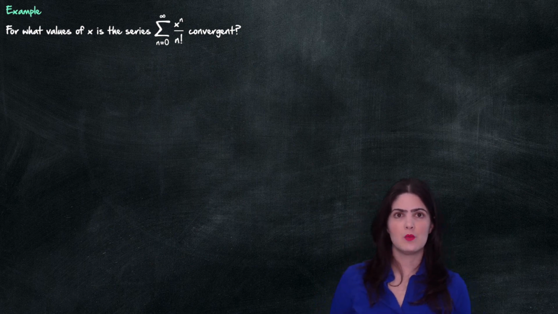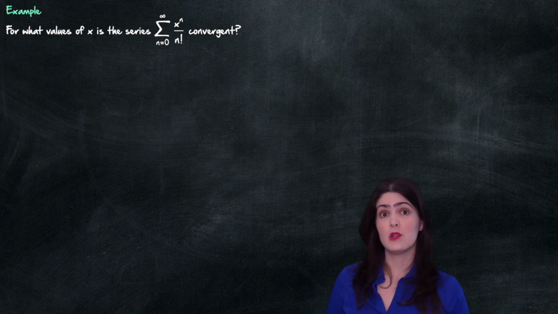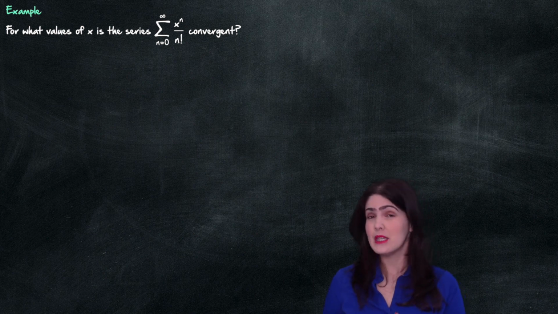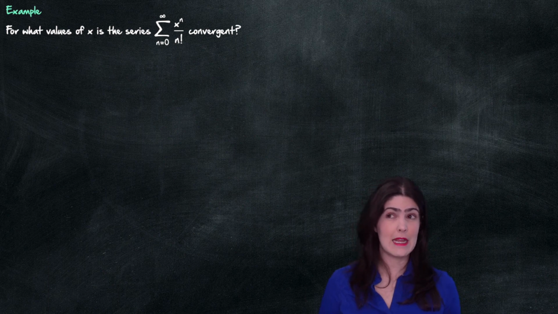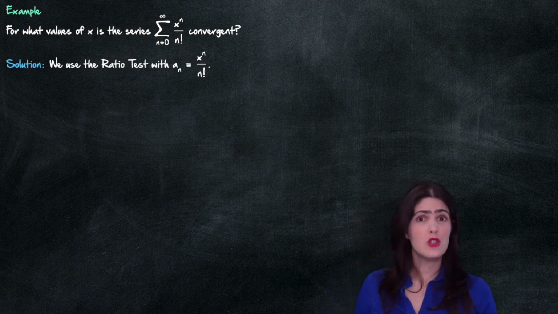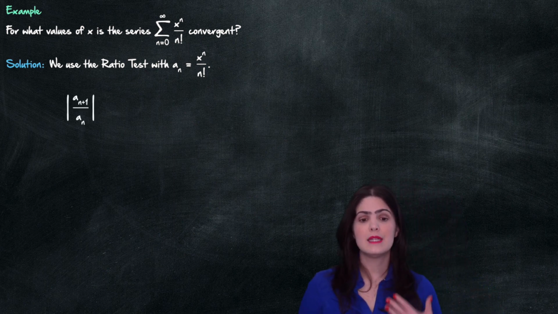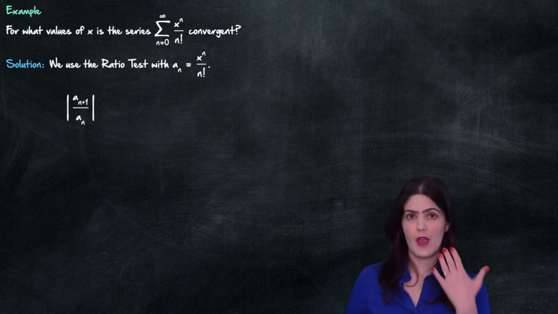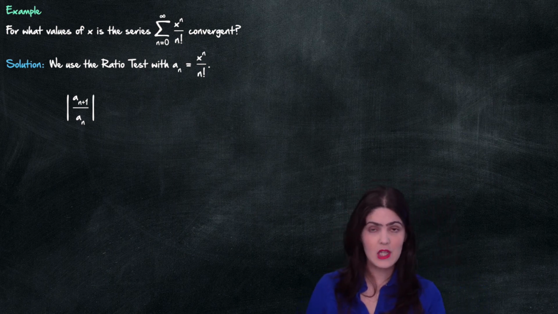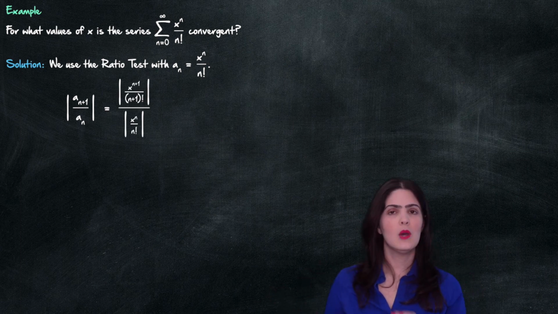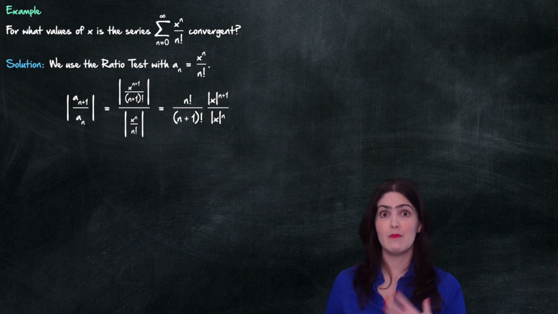For now, let's take a look at this one. For what values of x is the series given by the sum from n equals 0 to infinity of x^n over n factorial convergent? To study power series, one of the best tools we have is the ratio test. It makes our life very easy. We're going to use the ratio test with a_n equal to x^n over n factorial, and we create now the ratio of a_(n+1) over a_n and put it in absolute value. It looks big and chunky. We're going to massage this expression to make it a bit more manageable.